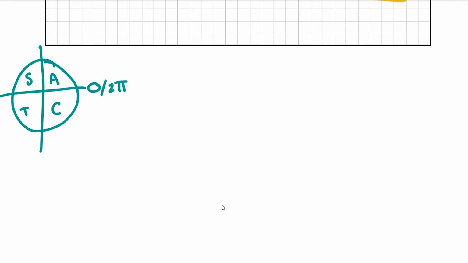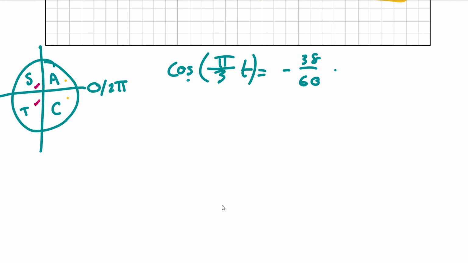We know that when you get to this stage here, you have that cos of pi over 3 t is equal to minus 38 over 60. You know that the cos is going to be negative, so it can't be in the cos quadrant, because if it was positive then it could be, but if it's negative it can't be in the cos quadrant. The same with the all quadrant, so it has to either be in the sine quadrant or the tan quadrant. So find your reference angle by changing this into a positive number here.